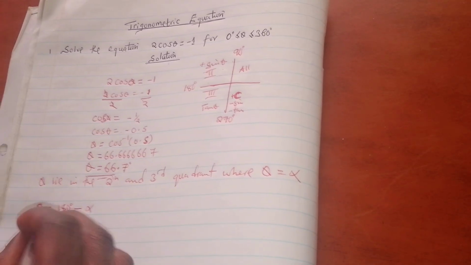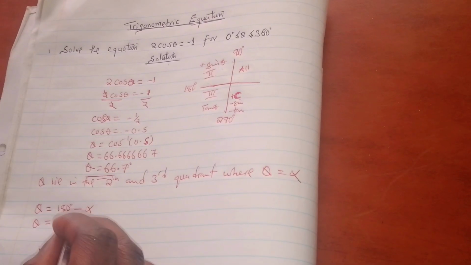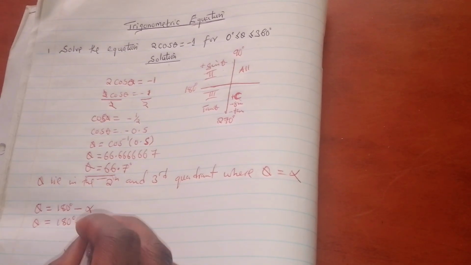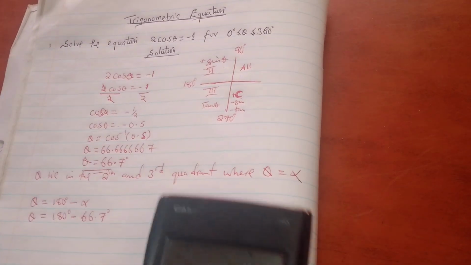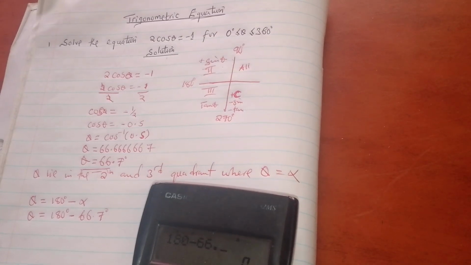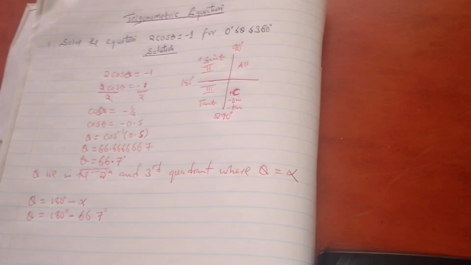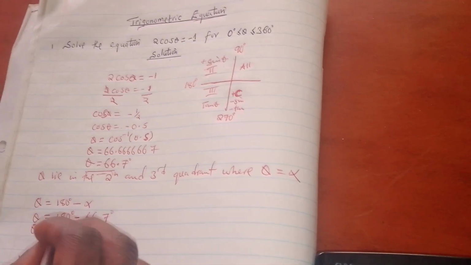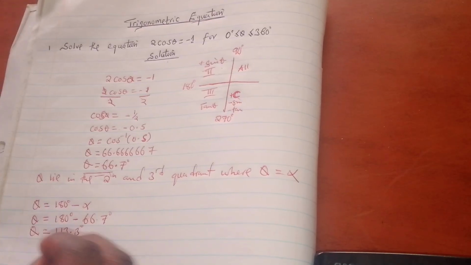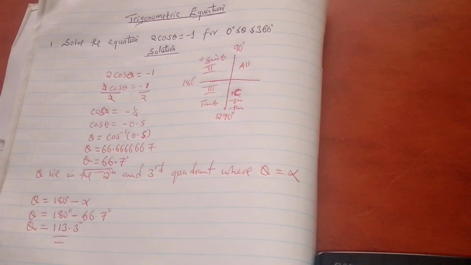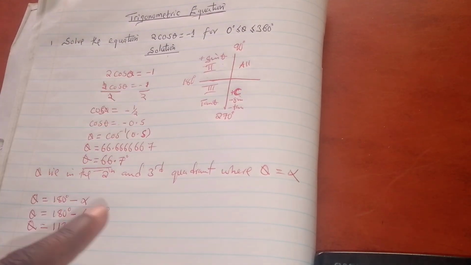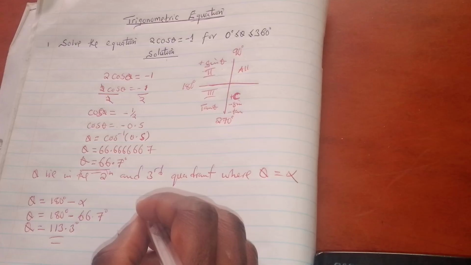Okay, so say that theta is equal to 180 degrees minus alpha, which is 66.7 degrees. So you go to your calculator, you punch 180 minus 66.7, which will give us theta is equal to 113.3 degrees. Okay, so also let us find, since we said that cos is negative in the second and the third quadrant, so we go to the third quadrant.